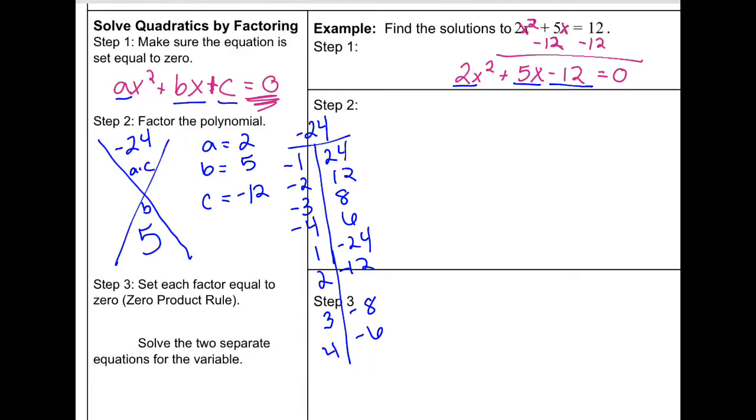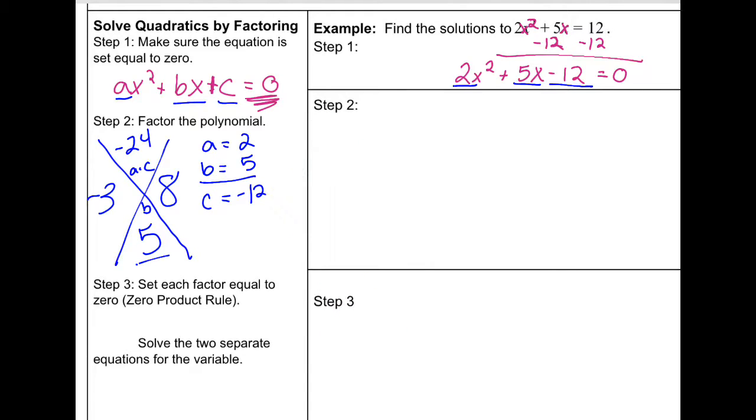So I have 8 options. I have 1 through 4 where the 1 through 4 are negative, or I can do the same pair but where the higher numbers 24, 12, 8, and 6 are negative. And I want to find the pair that adds up to a positive B value of 5. And that would be negative 3 and 8.